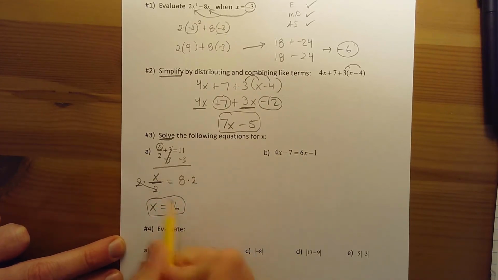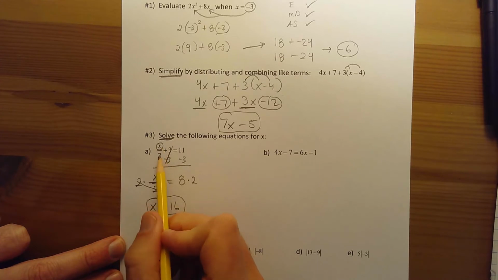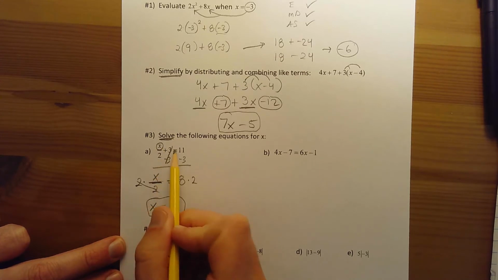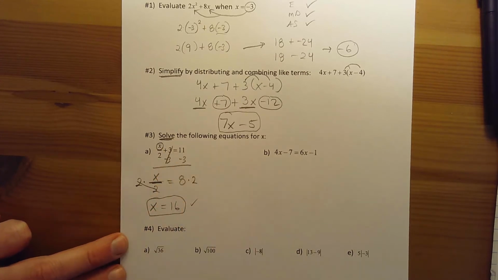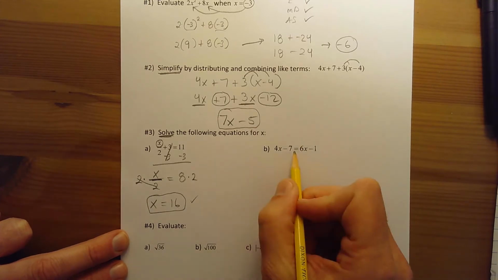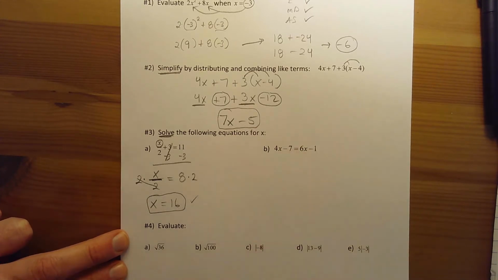I can check that answer by plugging it back in. 16 divided by 2 is 8. 8 plus 3 is 11. Check. Now, what's different about this one is that we have variables on both sides.